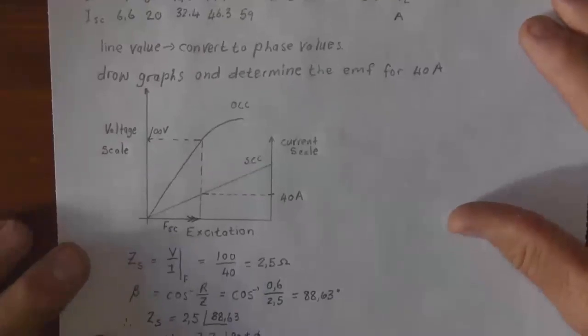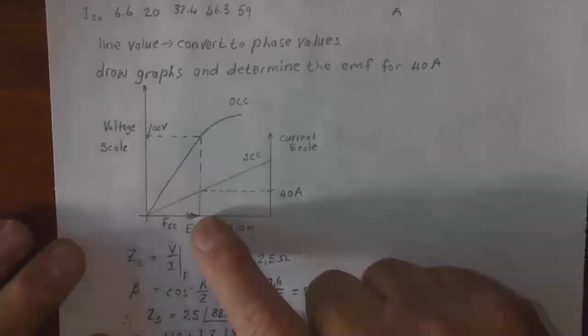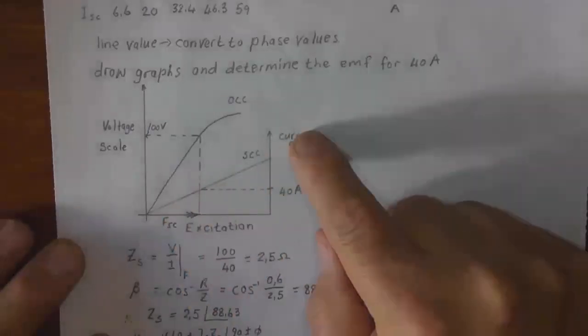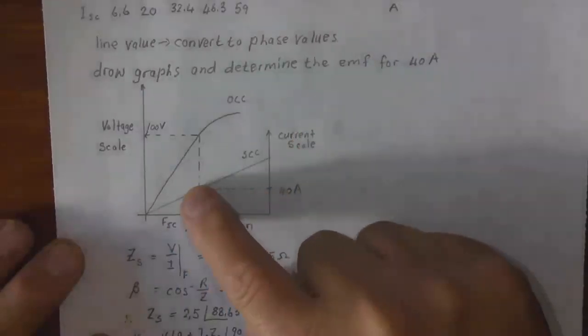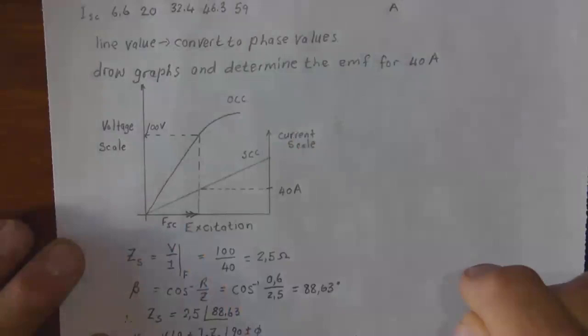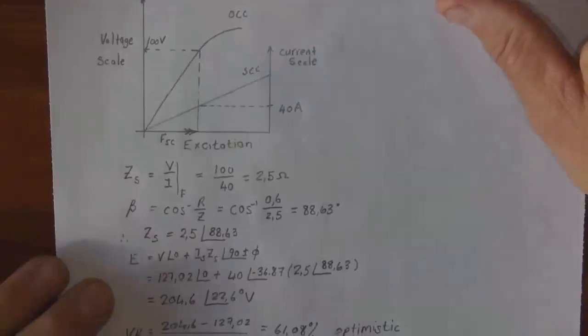Then you draw a graph to determine the EMF for 40 amps. So there you put your excitation with your short circuit current, and there's 40 amps. And where it crosses your short circuit curve, you go straight up to your voltage EMF curve and go across and read off from there. Then it's 100 volts. So your impedance is V over I at the same excitation.